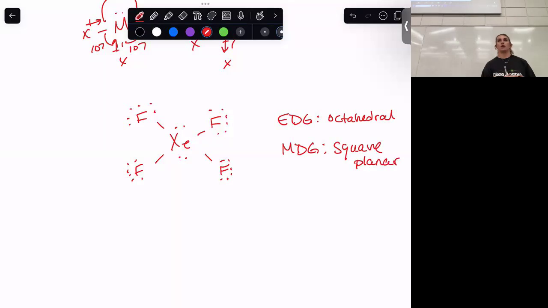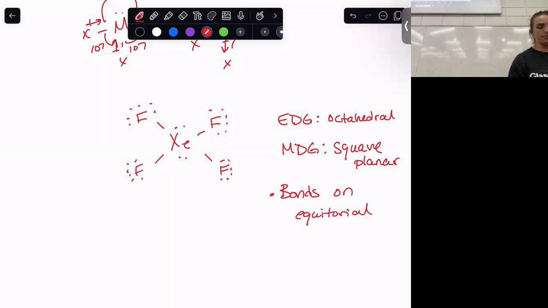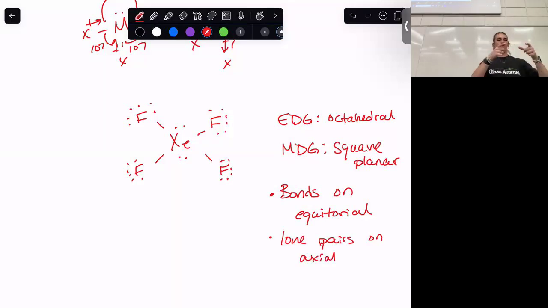Where are the bonds within our octahedral? Are they on the axial or equatorial position? They're all on the equatorial position. Where are our lone pairs? If we're thinking about a globe, on the equator we have all of our fluorines pulling out at the corners. If you think of just a square, they're all pulling at the diagonals. Those lone pairs are sitting axial, on top and on bottom of that xenon.